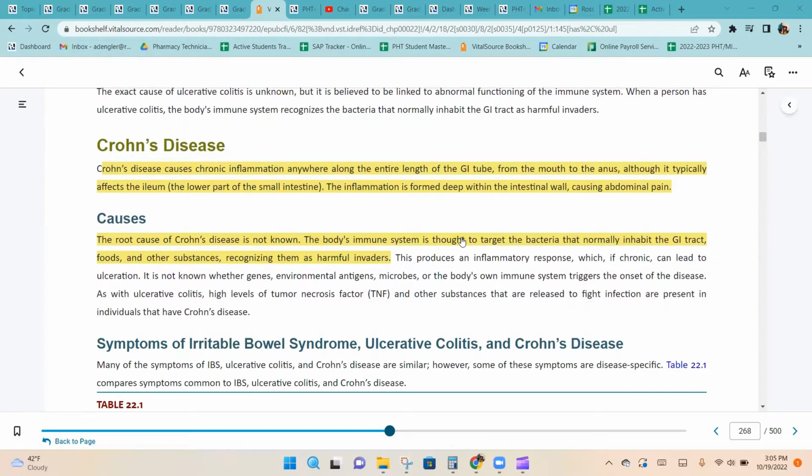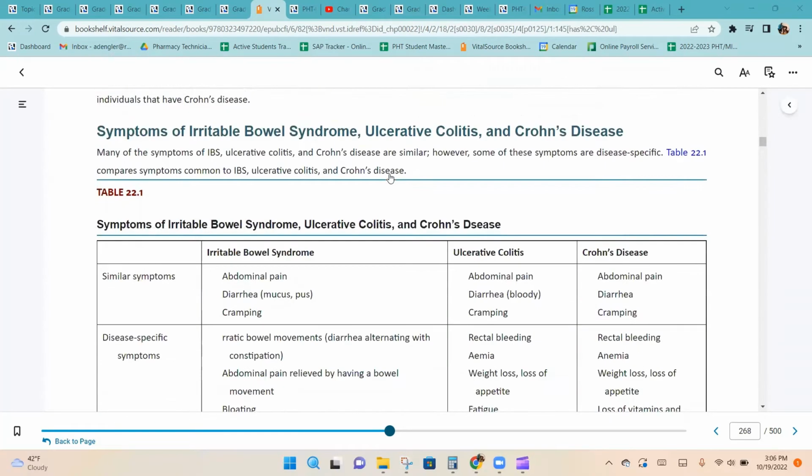Crohn's disease causes chronic inflammation anywhere along the entire length of the GI tube from the mouth to the anus, although it typically affects the ileum, the lower part of the small intestine. The inflammation is formed deep within the intestinal wall, which causes abdominal pain. The root cause of Crohn's disease is not known. The body's immune system is thought to target the bacteria that normally inhabit the GI tract, foods, and other substances, recognizing them as harmful invaders.